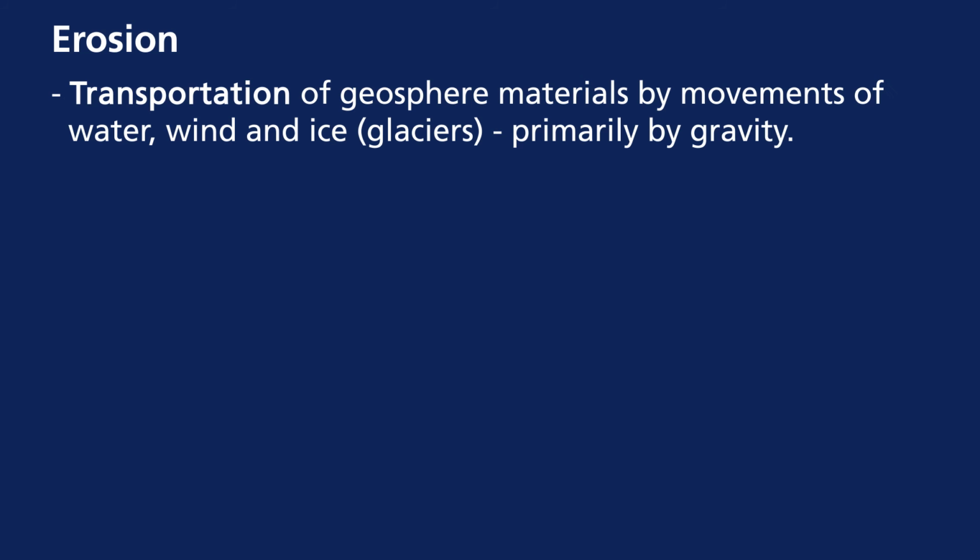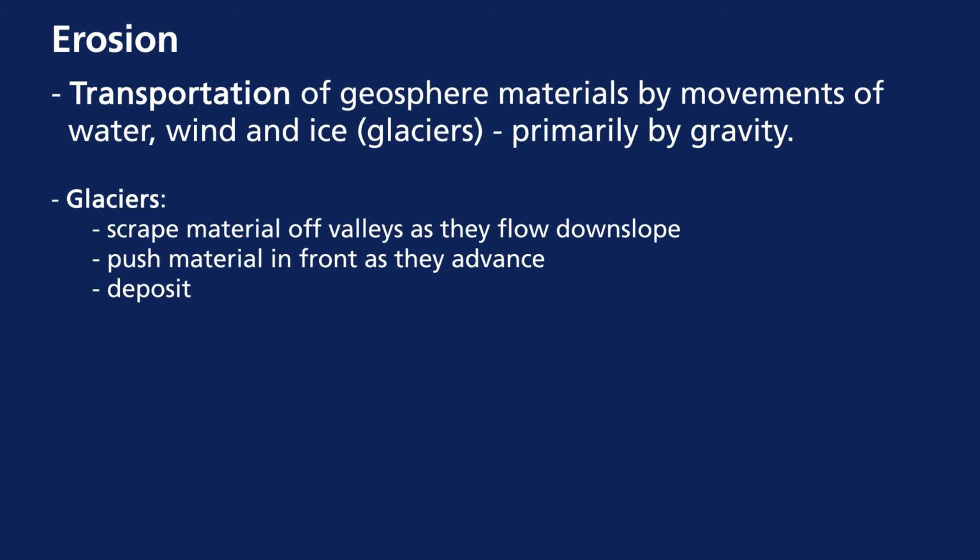Erosion is different from root wedging and frost wedging. It is the transportation of materials through water, wind, or ice, such as a glacier. This is due to gravitational pull. Glaciers, as they move down a mountain, scrape the material off the valleys and carry it down as debris. And debris from a glacier is called a moraine.